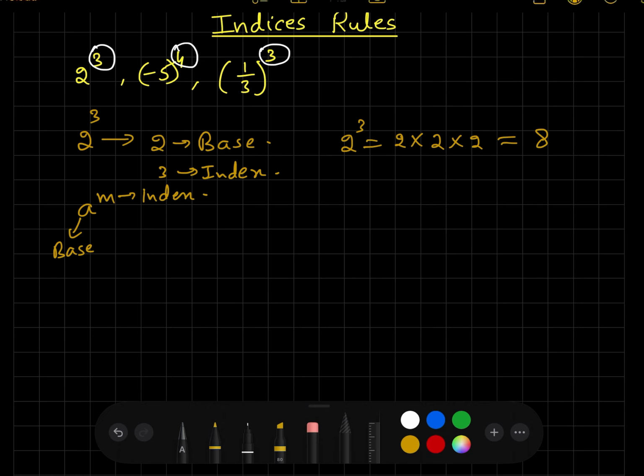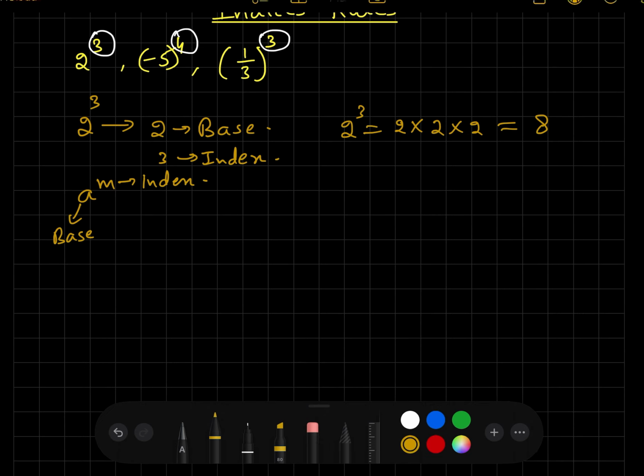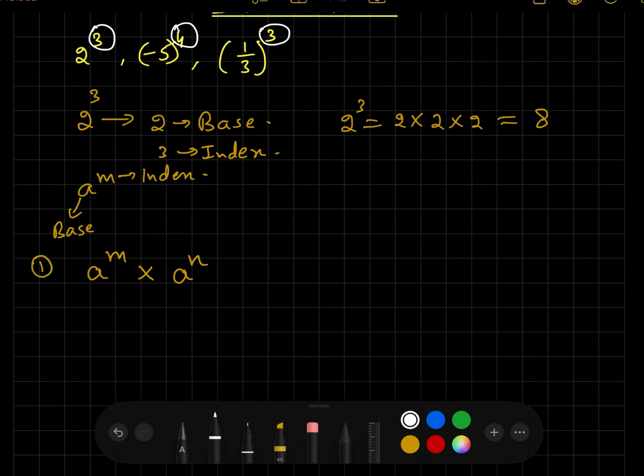Let us write the first rule. When we multiply two indices, like a raised to m times a raised to n, what should be my answer? See, the bases should be the same. Here the base is a, here also the base is a. So the bases should be the same, and I will write a raised to m plus n.